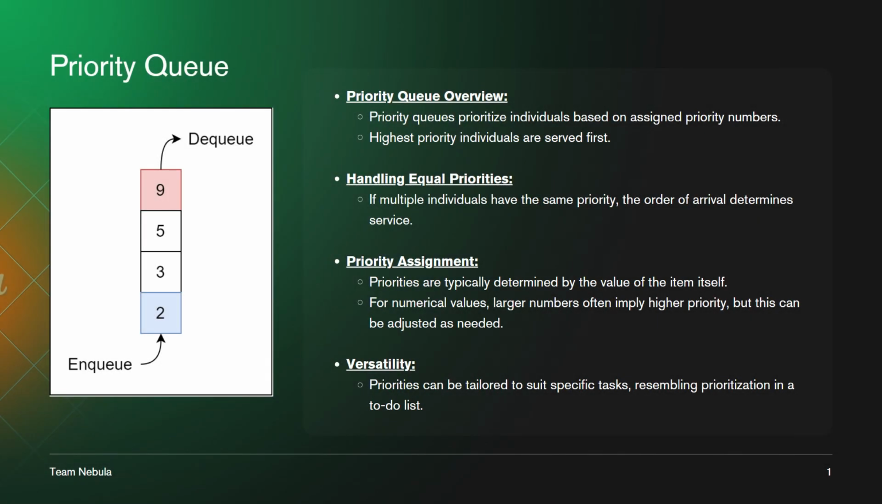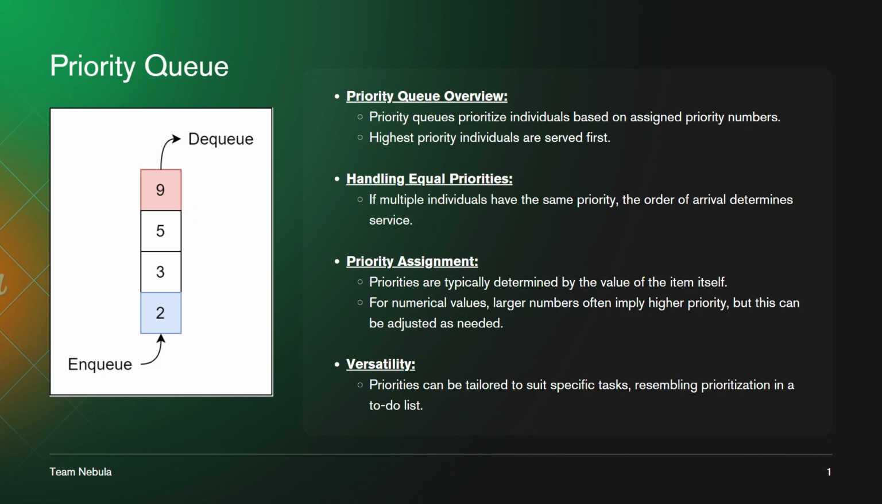Alright, let's talk about something called a priority queue. Imagine it as a special type of line where each person has a priority number. The cool thing is that the person with the highest priority gets served first. But if two people have the same priority, then they are served based on who arrived first in the line.